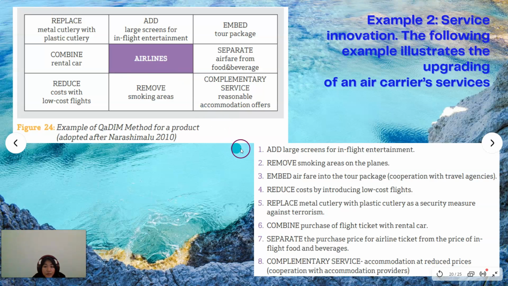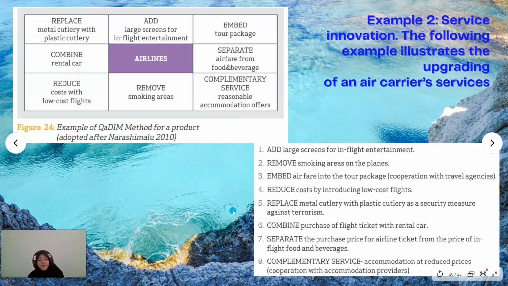So first, you said that I want to add a large screen for in-flight entertainment. Number two, you want to remove smoking areas. You don't like that. Number three, you want to embed airfare into the tour package, for example. Number four, you want to reduce costs. What are the costs that you want to reduce? Introducing low cost flights, for example.